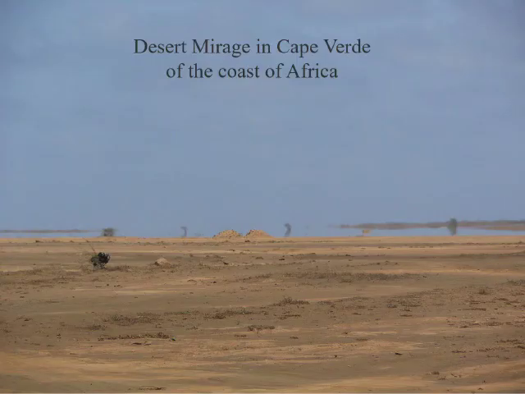Here one more example of mirage in a desert. This is an example of desert mirage in Cape Verde off the coast of Africa. Now it's a desert, but as you can see, it feels as if there is some water here. So it's an illusion of presence of some water body here. But when you go closer, you find that there is nothing except sand, and there is only desert everywhere. So this is one more example of mirage in a desert.